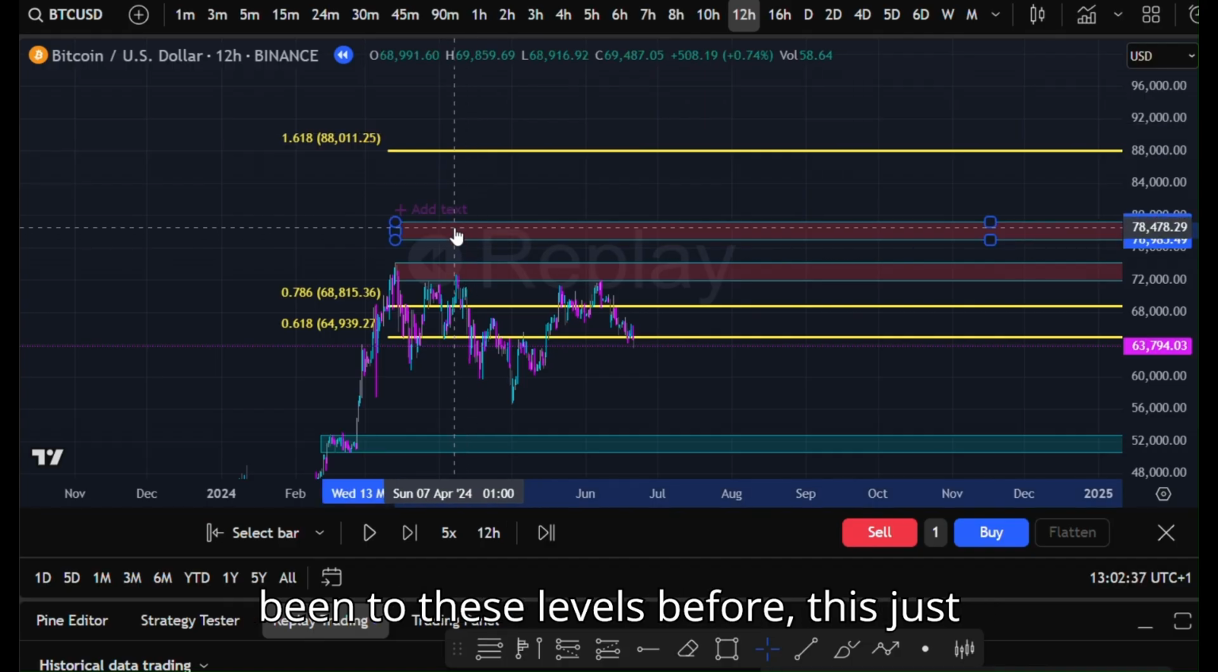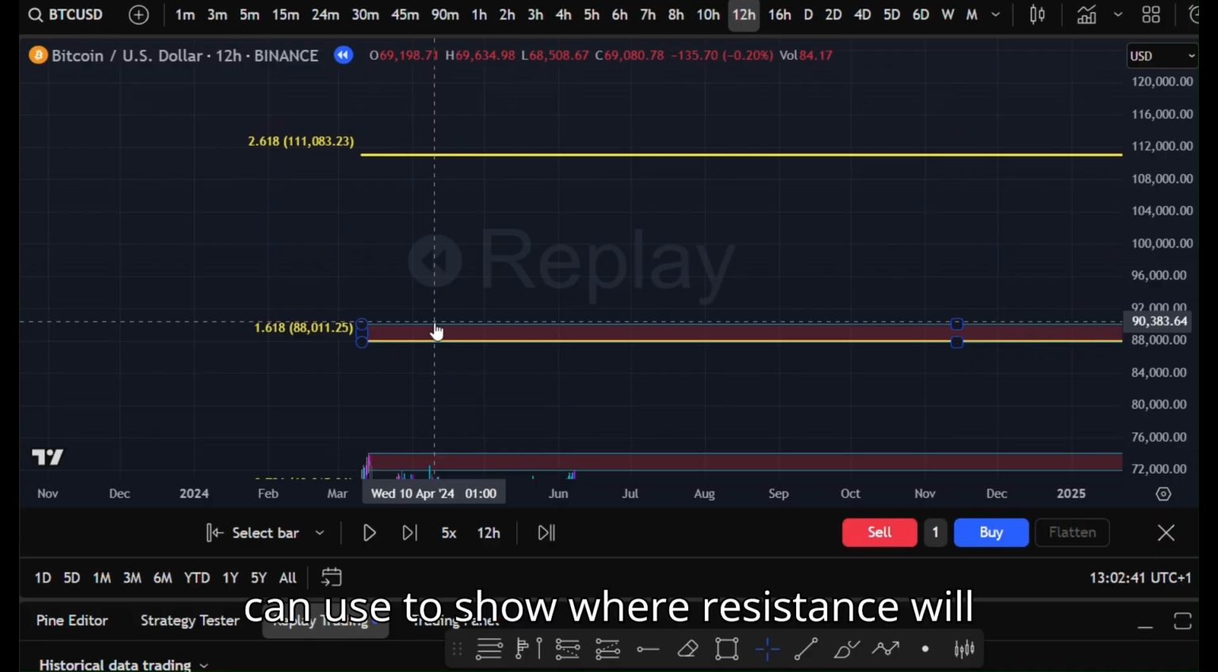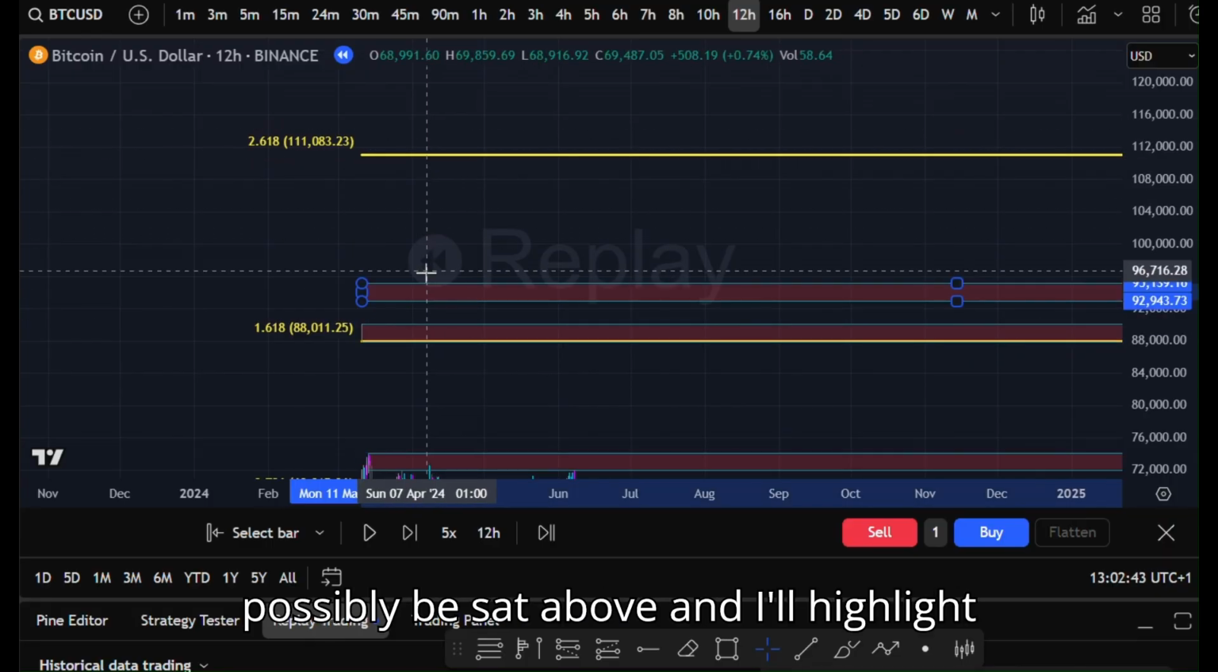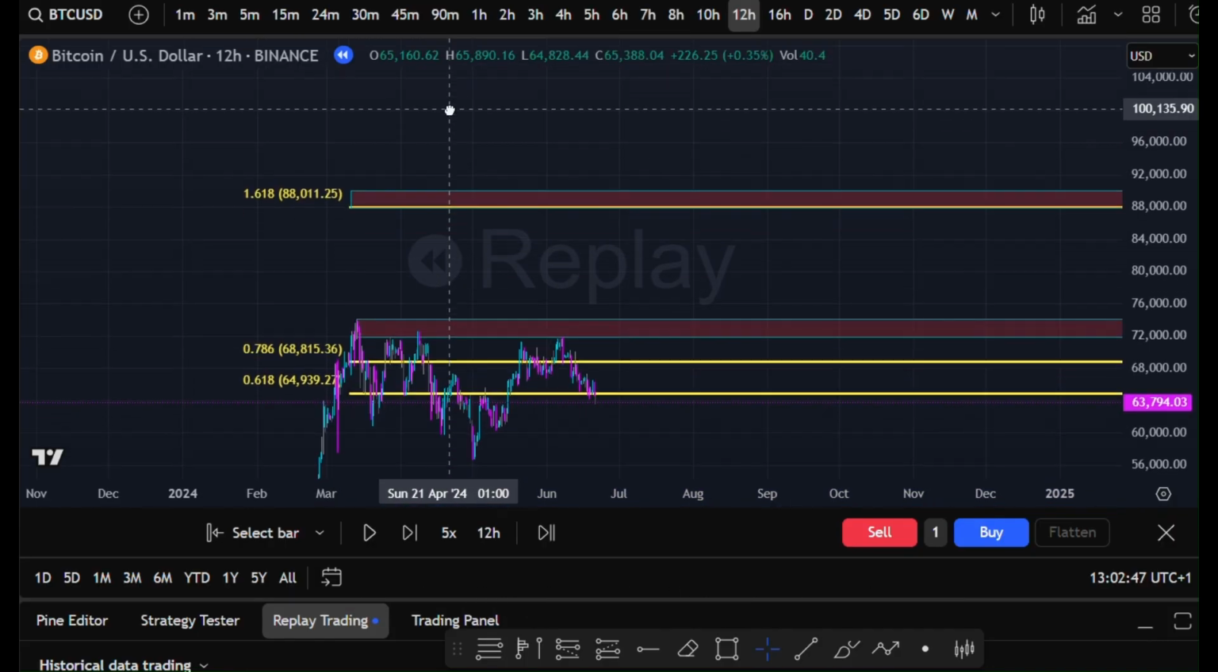Now when price hasn't been to these levels before, this just gives you a bit of an extension tool you can use to show where resistance will possibly be sat above, and I'll highlight that with red boxes like we've done further below.